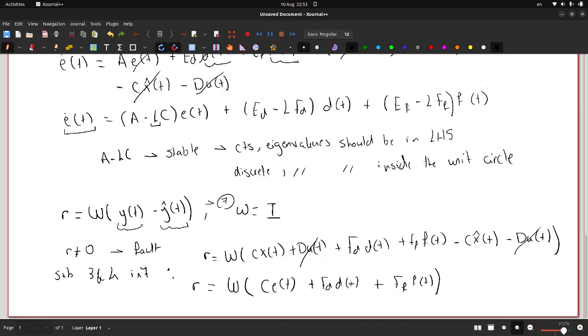As you can see, there is a huge problem in this design, which is fd times d of t. If the fault is actually 0 but there are disturbances, the residual would not be equal to 0. And this will be our topic in the next couple of videos: how to actually decouple the disturbances from the residual signal, so that the residual signal is only affected by the fault itself.